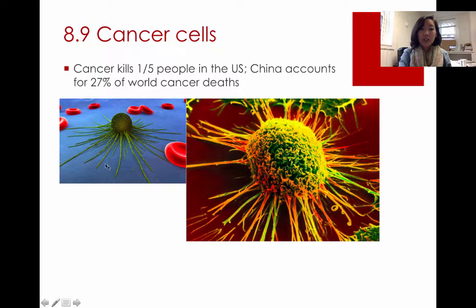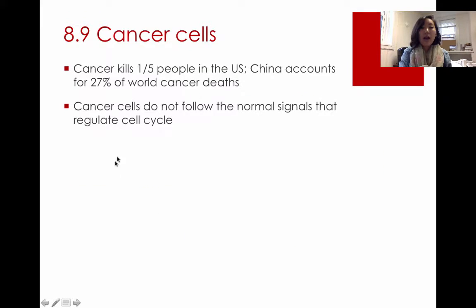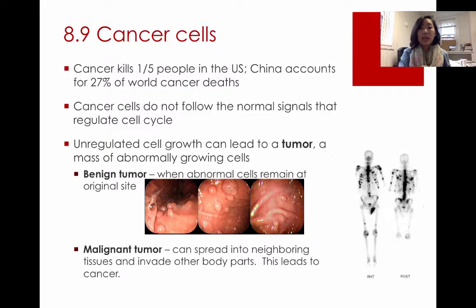And these pictures right here are just pictures of cancer cells. As we said, cancer cells don't follow the normal signals that regulate the normal cell cycle. When you have unregulated cell growth, it can lead to something called a tumor, which is just a mass of these abnormal growing cells together. You can have two different types of tumors. One is called a benign tumor, and this is when the abnormal cells at least stay located in one spot. This picture right here is a picture of a couple of benign tumors inside of the stomach, and these are better than the alternative because at least they're staying localized.